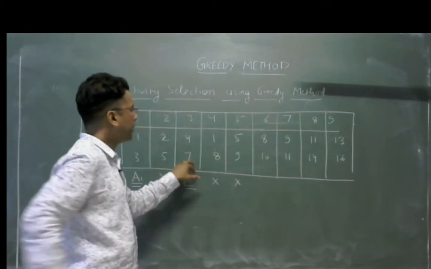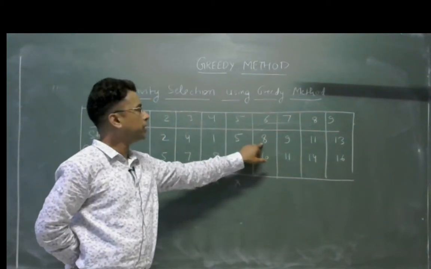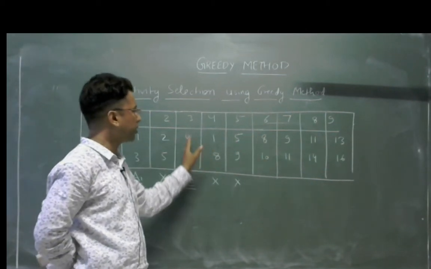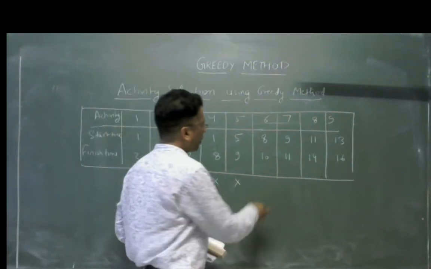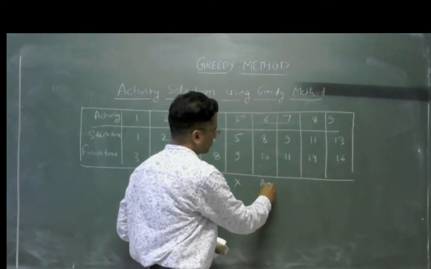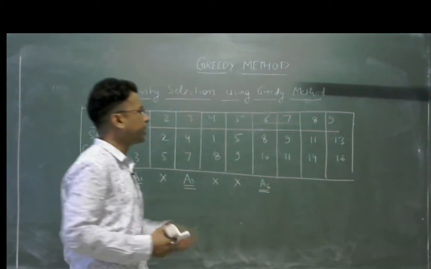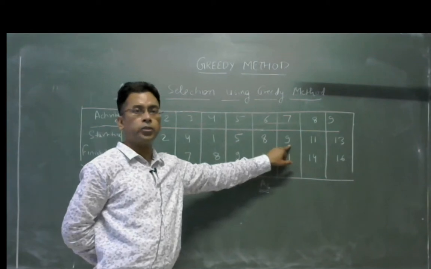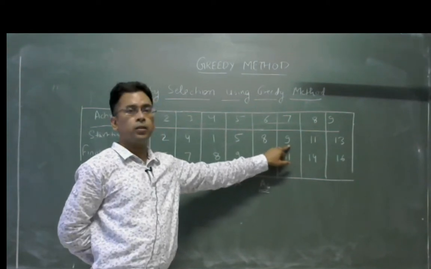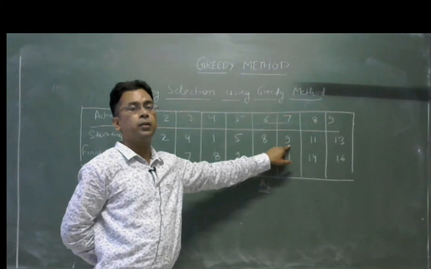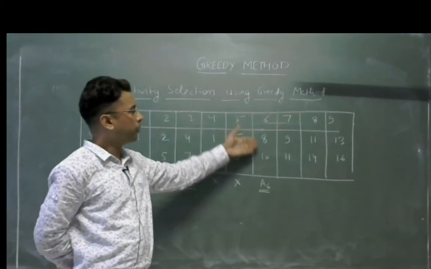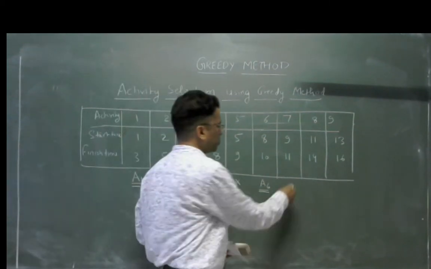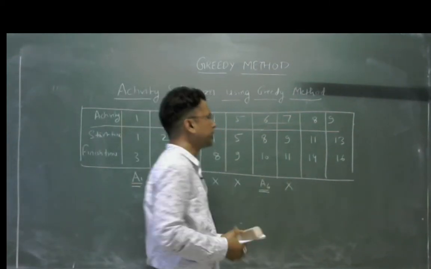The next activity after time 7 is activity 6. It will start at time 8, after activity A3. So we shall opt for activity A6, right? And after selecting A6, activity 7, which starts in between, will be aborted because its start time is between 8 and 10. So this cannot be chosen along with activity 6.